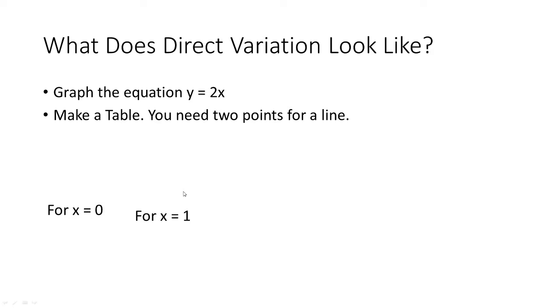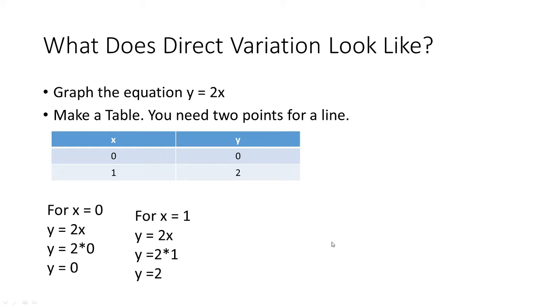First, for x equals 0, y equals 2x. That's our equation right here. Substitute in 0 for x. So y equals 2 times 0, which is 0. And then for x equals 1, substitute in the 1 for x in the equation. So y equals 2x. Replace the x with a 1, multiply, and you get y equals 2. So here's your table. You got your 2 points, 0, 0, and 1, 2.